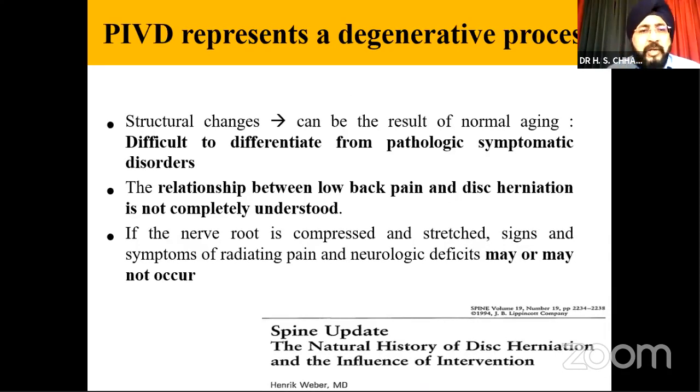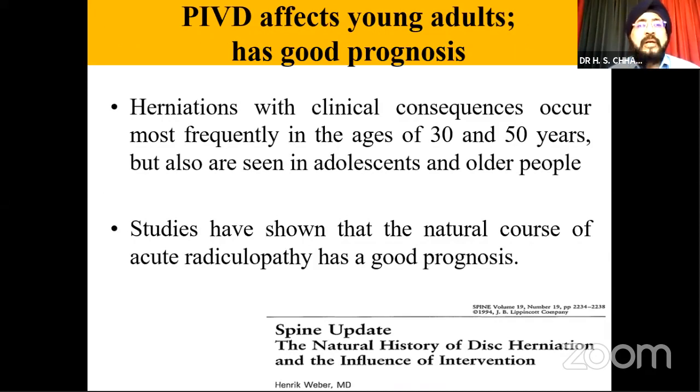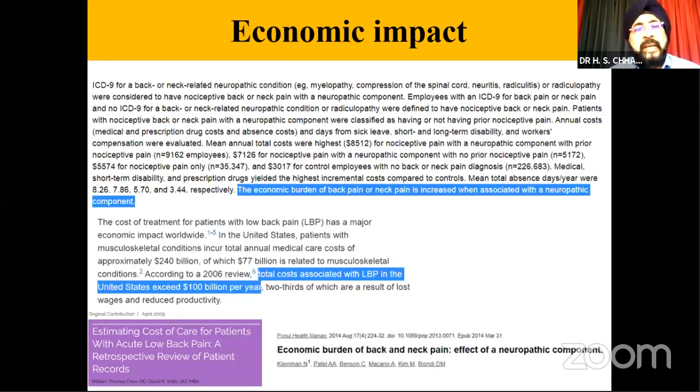PIVD represents a degenerative process. There are structural changes which can be a result of normal aging, and they may be difficult to differentiate from pathological symptomatic disorders. The relationship between low back pain and disc herniation is not completely understood. The same is true with regard to nerve root getting compressed and stretched; signs and symptoms of PIVD coming up are not especially correlated. Herniations generally occur at the young age of 30 to 50, and generally prolapse intervertebral disc has a good prognosis. However, there is a big economic impact.